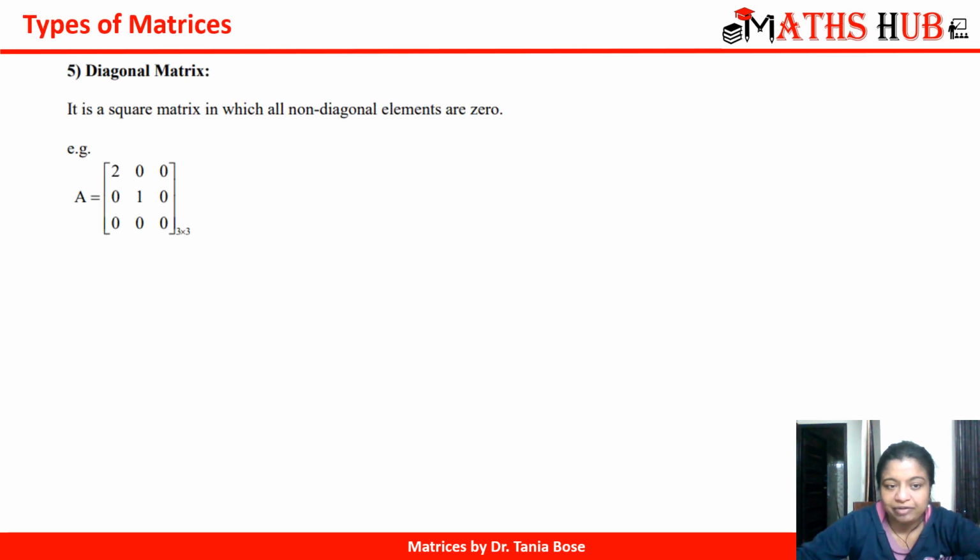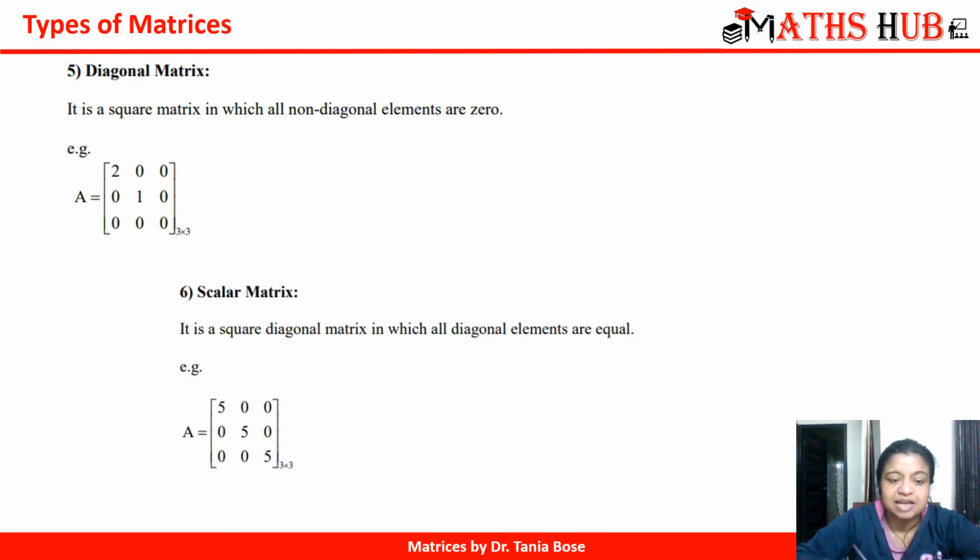The next type of matrix is a diagonal matrix. So what happens in the case of a diagonal matrix? In the diagonal matrix, you will see that only on the diagonals there are certain elements. Rest all the non-diagonal elements are zero. So a diagonal matrix is always a square matrix in which the non-diagonal elements are zero. It can happen that some of the diagonal elements are also zero, but it is mandatory that all the non-diagonal elements need to be zero, right?